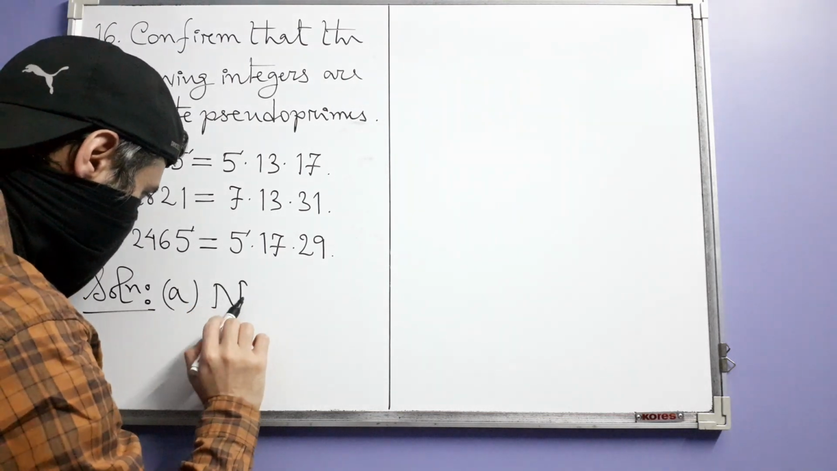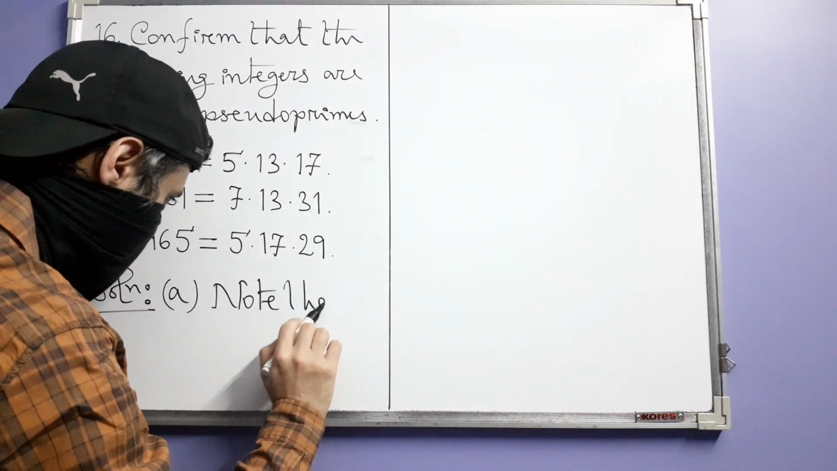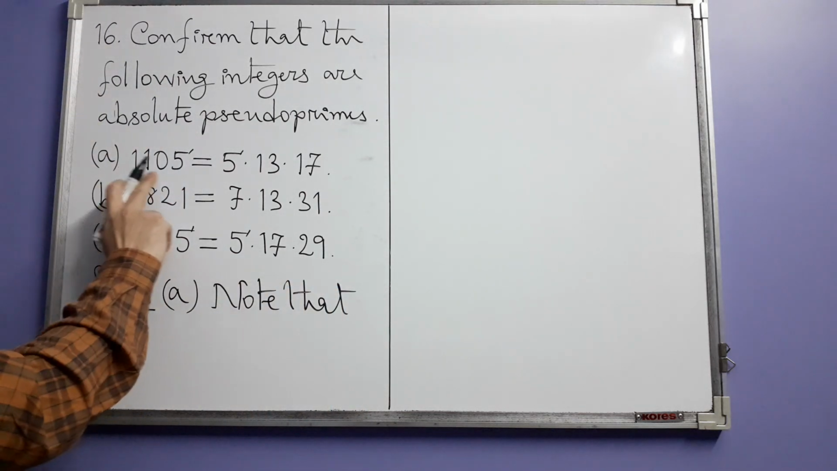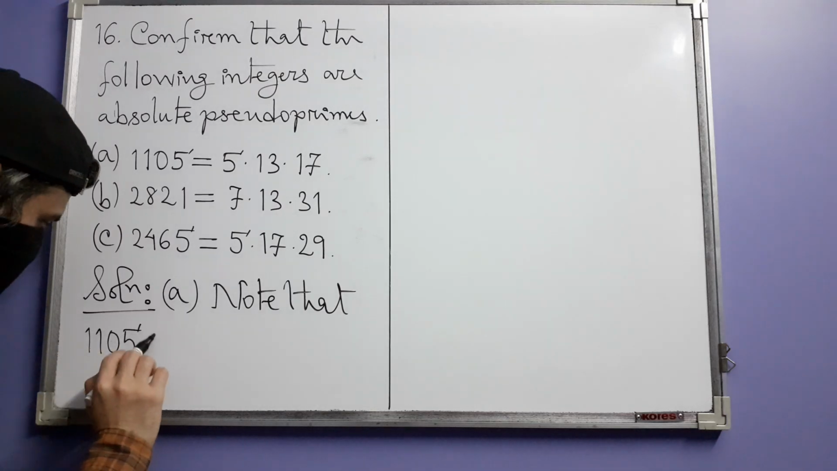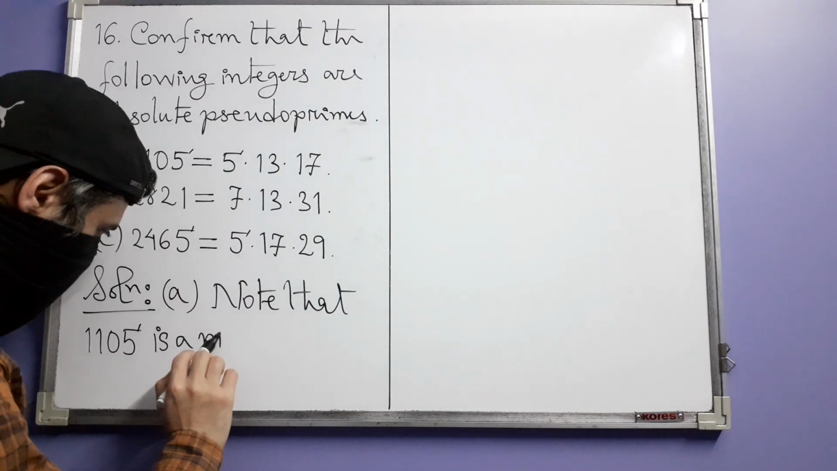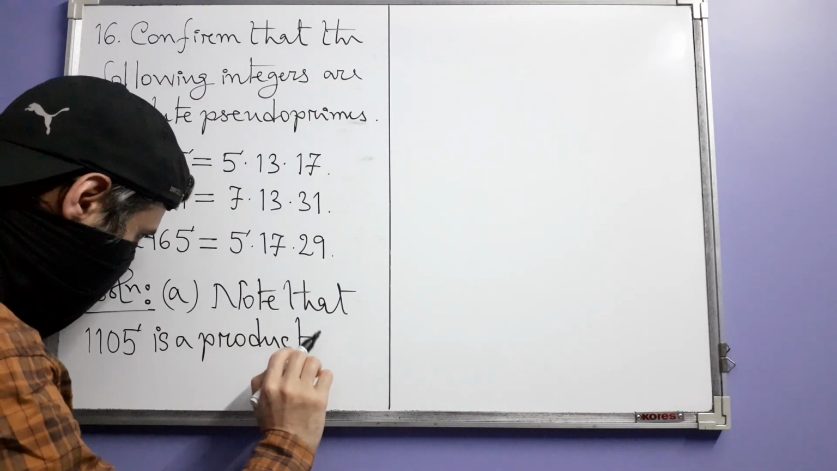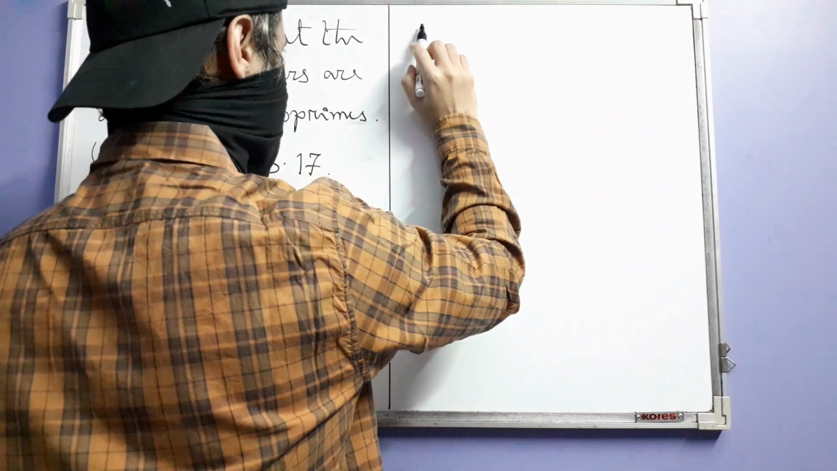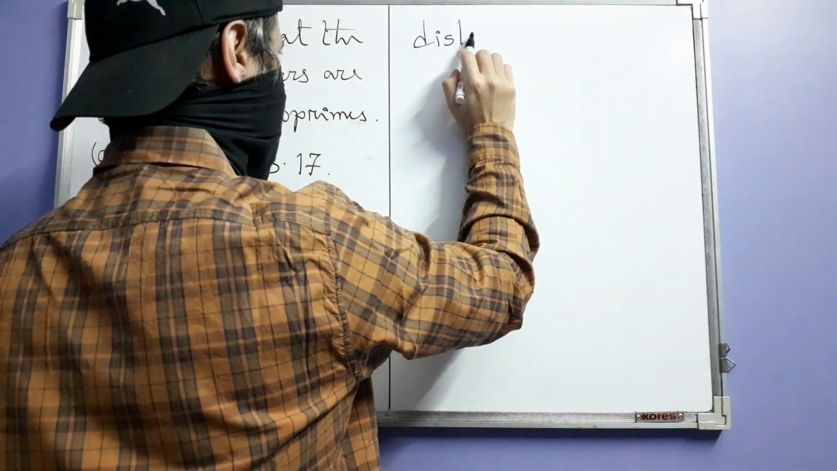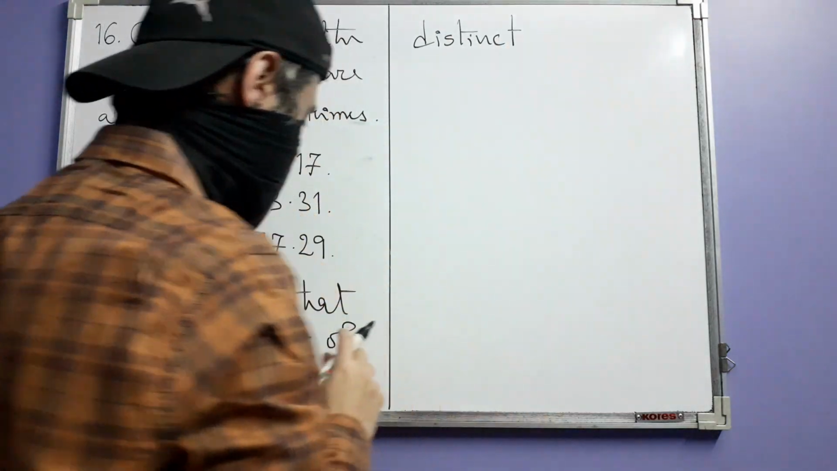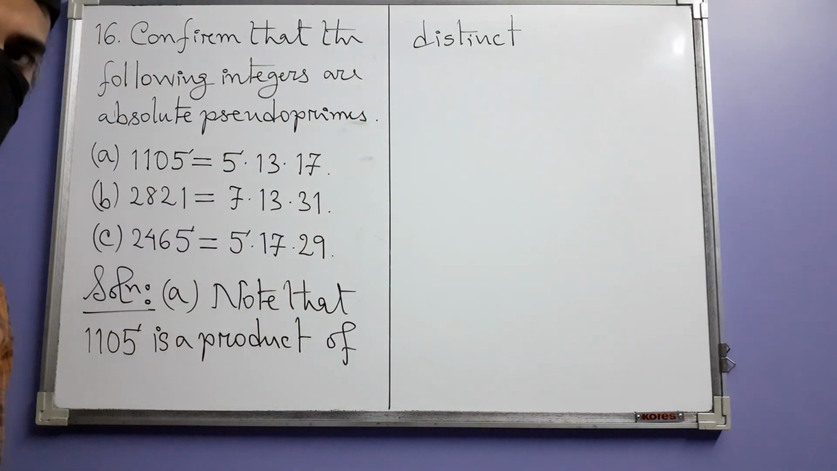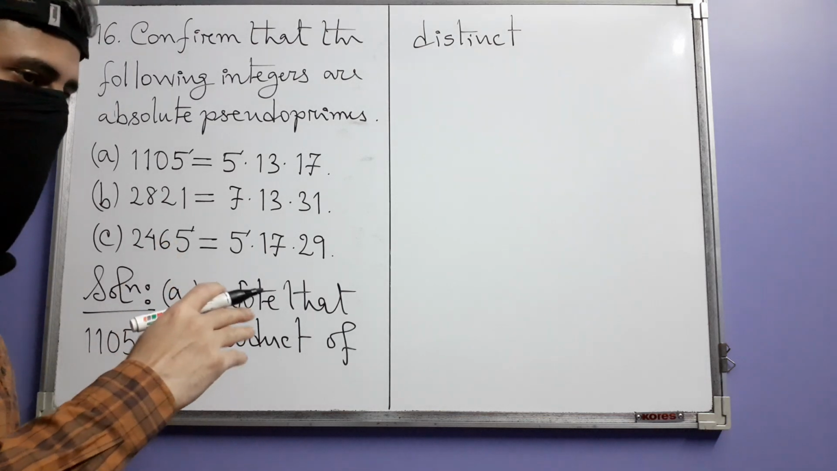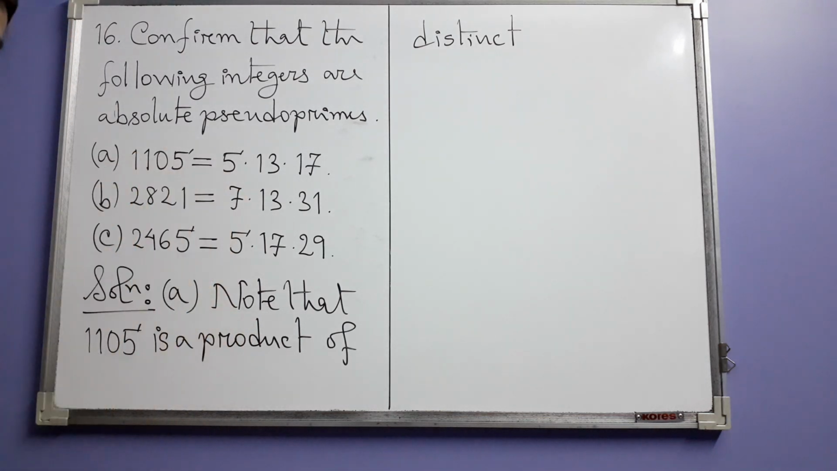Note that this is a product of distinct primes. Which is one of the conditions that we need in that theorem, that the number has to be square free. That is, it should not be divisible by the square of any prime. That's the case here.